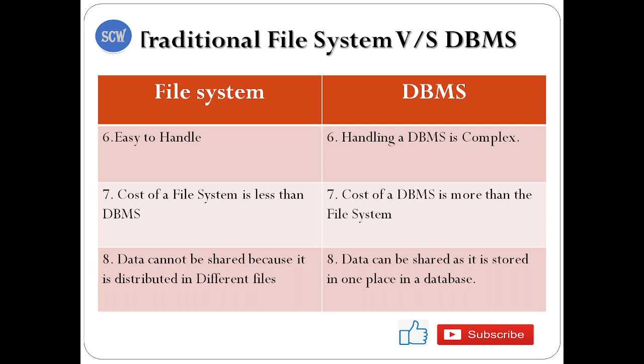In the traditional file system, data cannot be shared because it is distributed in different files. So this is the drawback of the traditional file system. In DBMS, data can be shared as it is stored in only one place in a database. Means every data is stored in a server and anyone, anytime can share that data. So this is the advantage of the DBMS. I hope you understood what is the difference between traditional file system and DBMS.